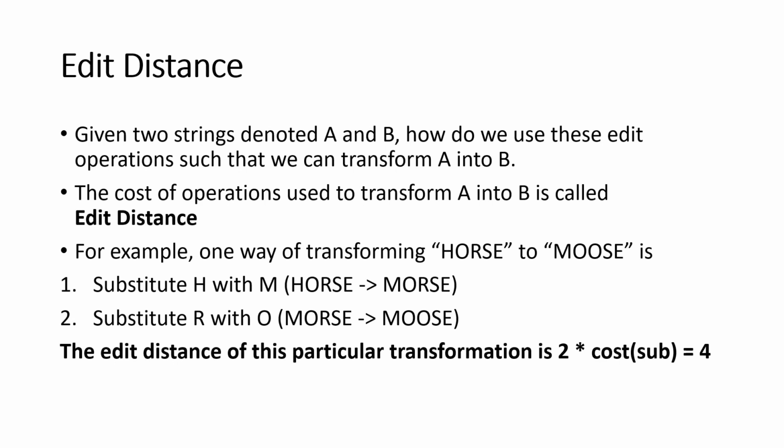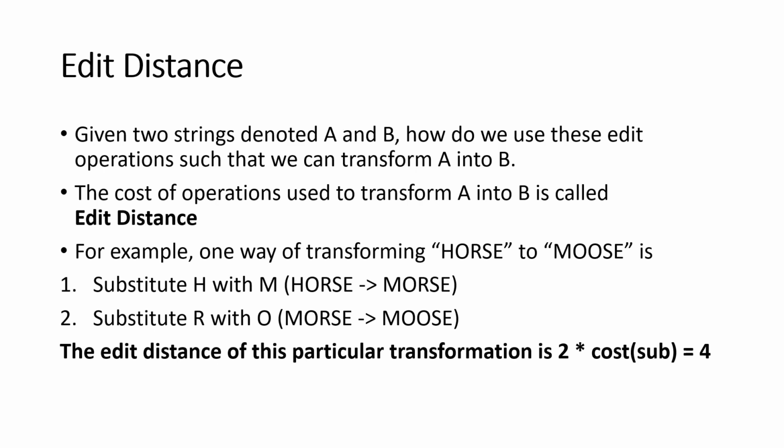So now let's define the problem, which is the edit distance. Let's say you have two strings, A and B, and you want to edit the string A using those edit operations in such a way that we can transform A into B. And the total cost of doing those operations is called the edit distance.